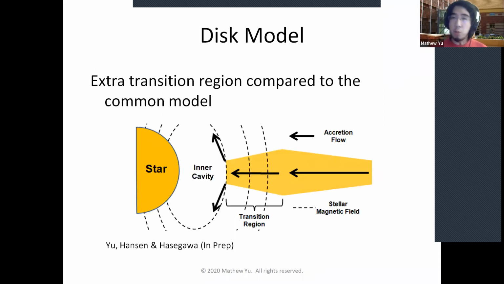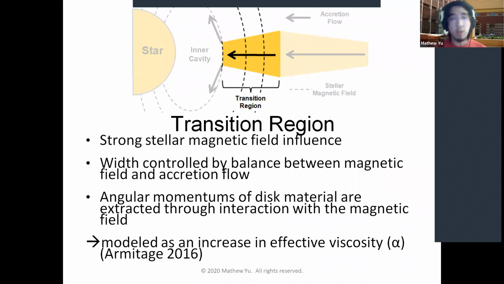And if we put all of those together, we arrive at this particular disk model. So we still see that there is an inner cavity or inner truncation at the very inner bit of the disk. But now we have an extra region that is exterior to it that we call the transition region. And if we look at this particular transition region, its main characteristic is that it is strongly influenced by the stellar magnetic field itself. The width of this particular region is mainly controlled by the balance between the magnetic field and also the accretion flow that is going through the disk.